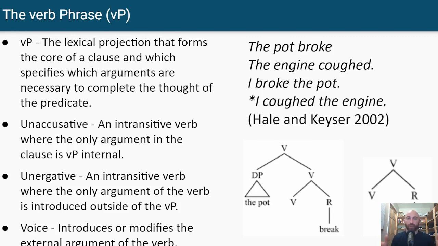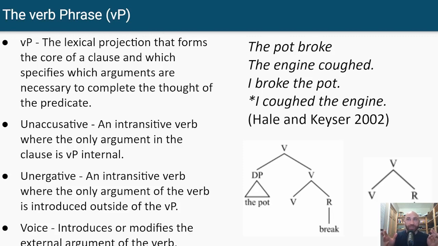This is actually a very well-known thing in linguistics. I mean, they start out with an easy example because it's the introduction to the book. But the standard analysis is that the pot broke is what's called an unaccusative, which is an intransitive verb where the only argument in the clause is VP internal. So the idea here is that the argument, the pot, is inside of the verb phrase.